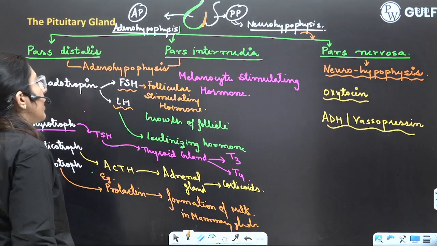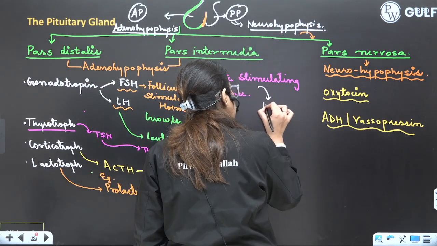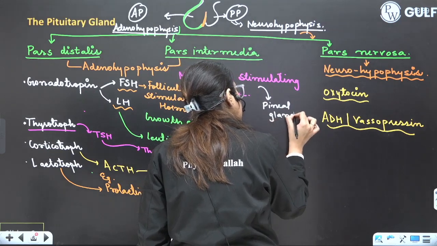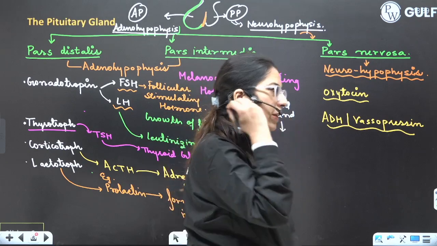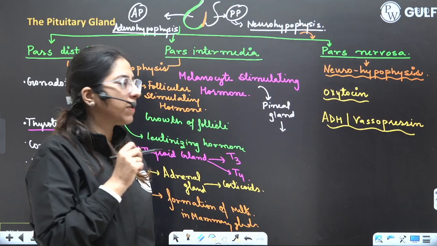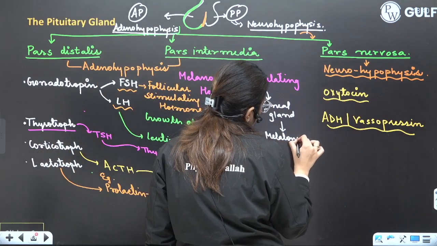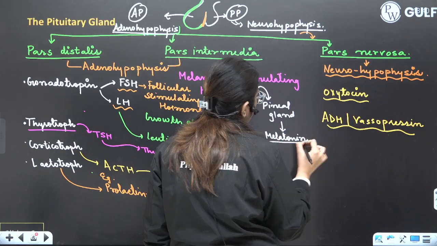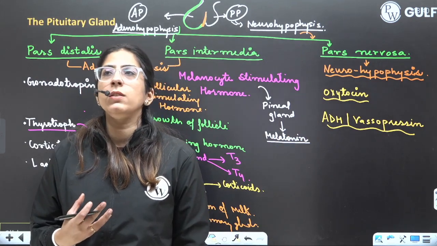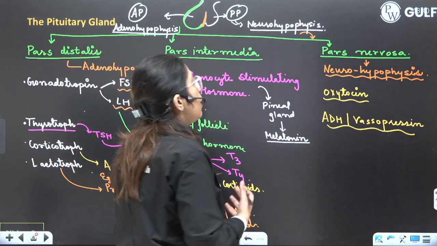Now, moving on to the next, melanocyte stimulating hormone. Melanocyte stimulating hormone goes to the pineal gland. Where is this pineal gland present? Here only, at the dorsal side of the forebrain. The pineal gland secretes melatonin, which is responsible for the 24-hour cycle, body temperature, metabolism, and menstrual cycle in females.